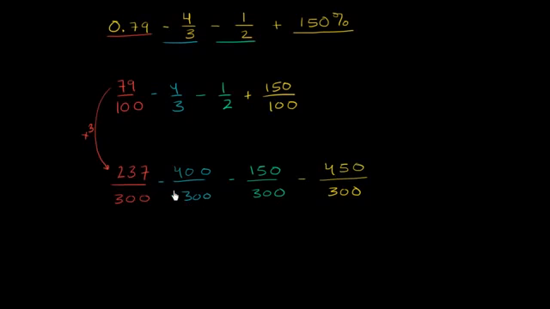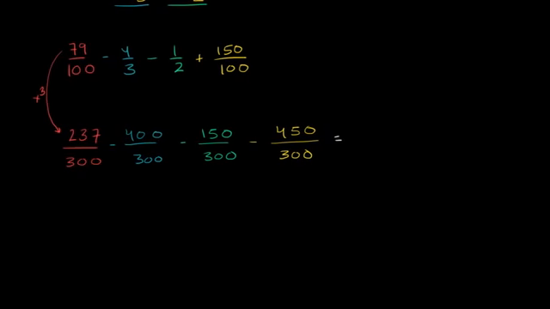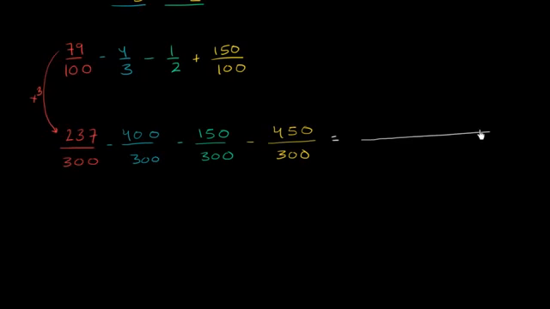So now we have the same denominator, and we can now add our numerators. So this is going to be equal to, actually I could just do it right over here on the right-hand side. This is going to be equal to some stuff over 300. So it's going to be 237 minus 400, and minus 150, and this actually should be a plus right over here. This should be plus 450. And so let's see if we could simplify this a little bit.